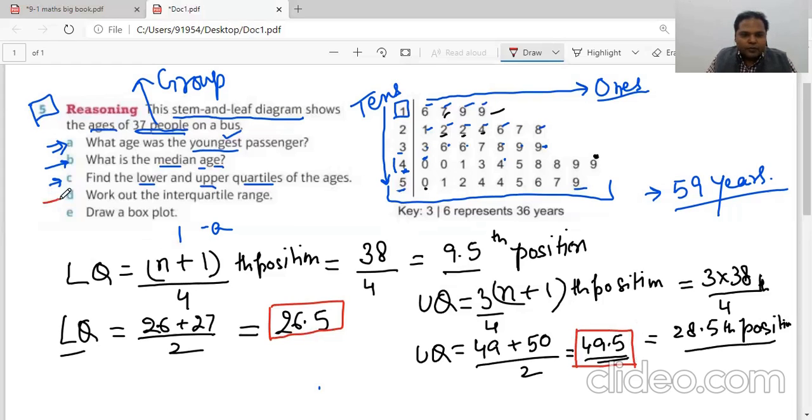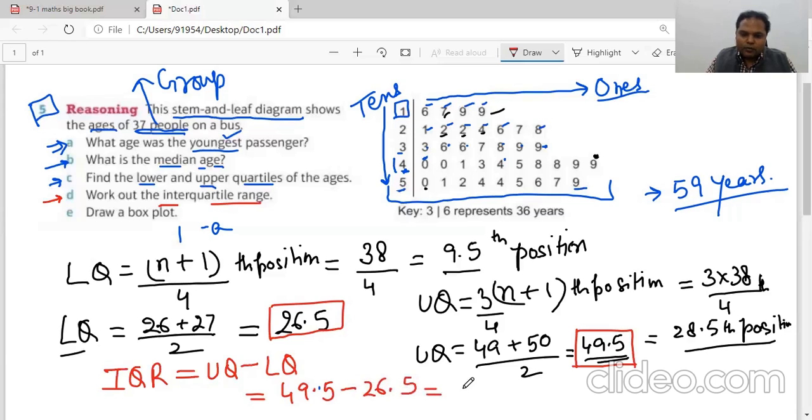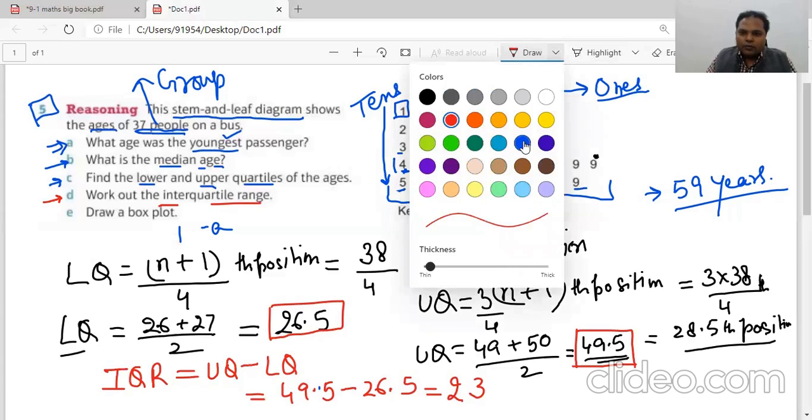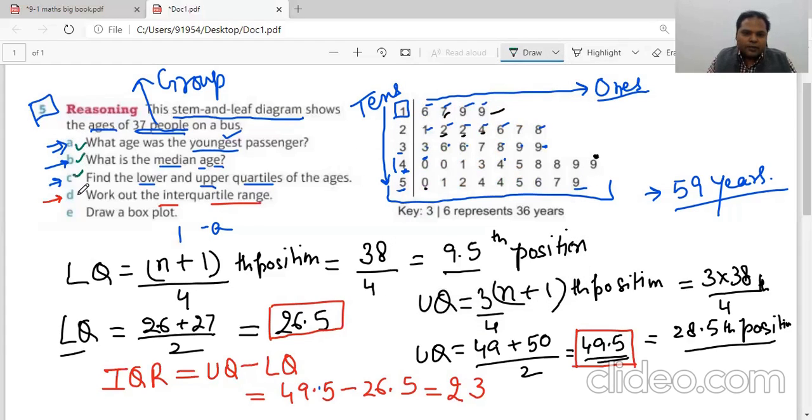Now we need to find out the interquartile range also, and that's nothing but IQR in short form. We can simply say that IQR is equal to UQ minus LQ, and that's equal to 49.5 minus 26.5, which is equal to 23. So this is how we have found out all these questions like A, B, C, and D.